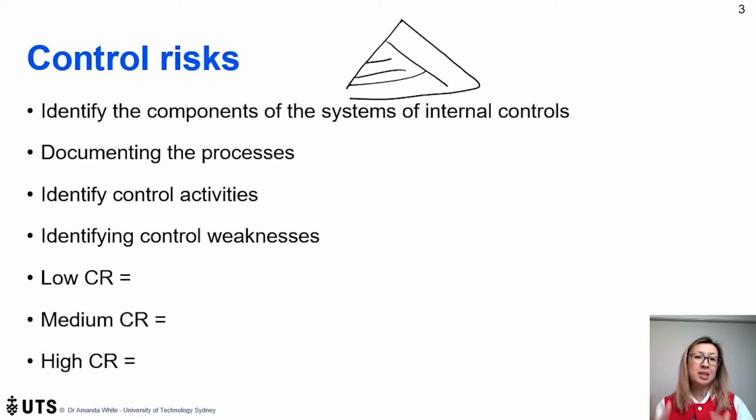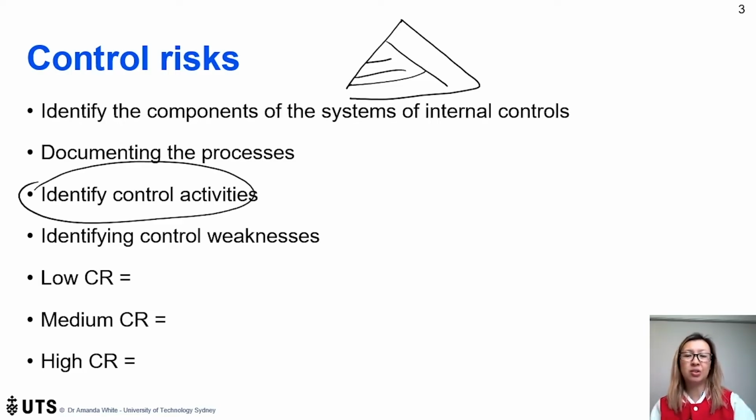So we need to be able to identify those 5 components of the system of internal controls, documenting the control processes or the business process, and then identifying the control activities. What are things that they're doing to prevent or detect material misstatements? And remember, you can see control activities everywhere and anywhere.